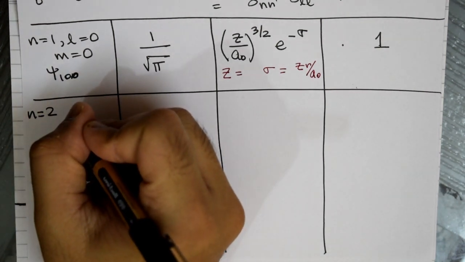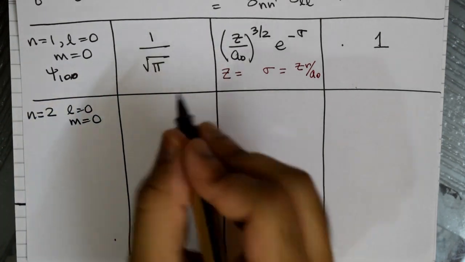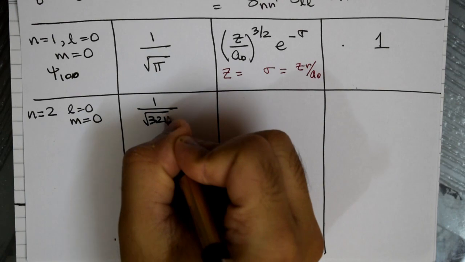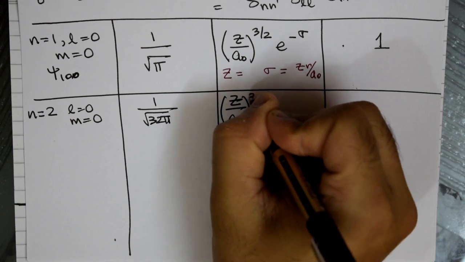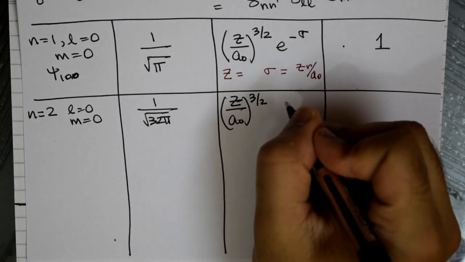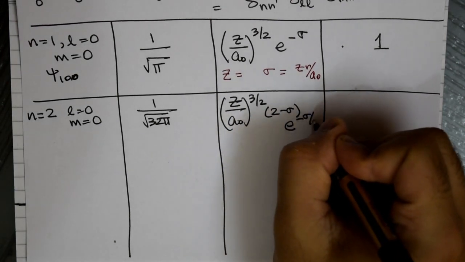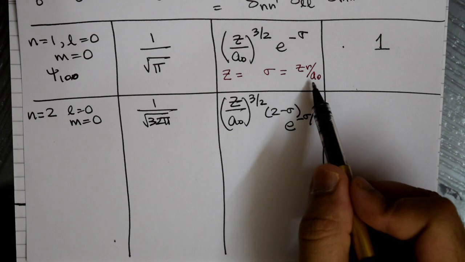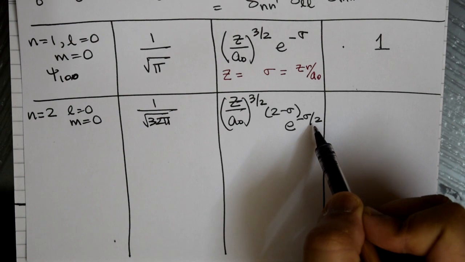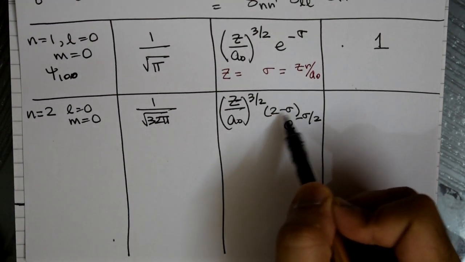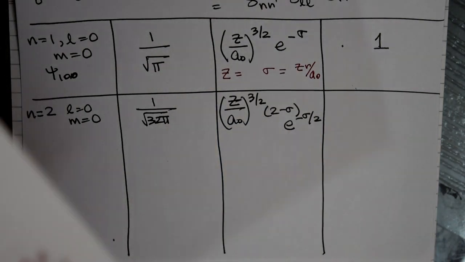N equal to 2 can have values of L equal to 0 and M equal to 0. In this case, you have something like 1 over 32 pi, right? Z by A naught power 3 by 2, 2 minus sigma e power minus sigma by 2. You are able to see here that although we did not introduce an n there, the n part is coming as sigma over 2, and this is sigma power 1, basically R power 1 dependence that comes.